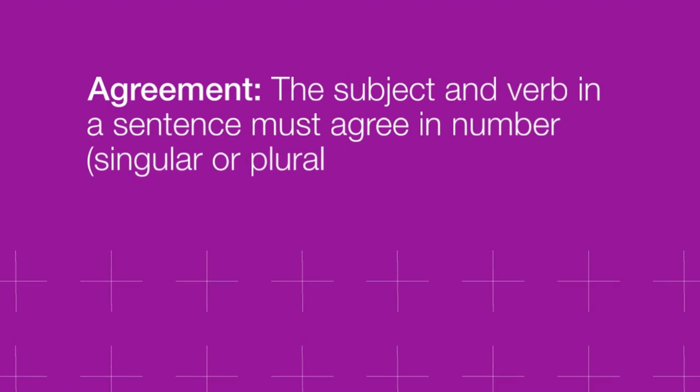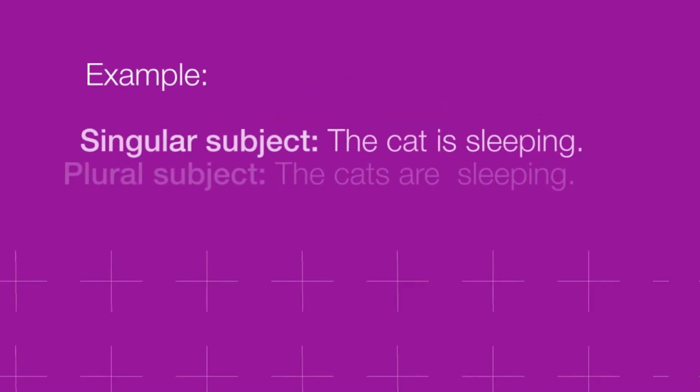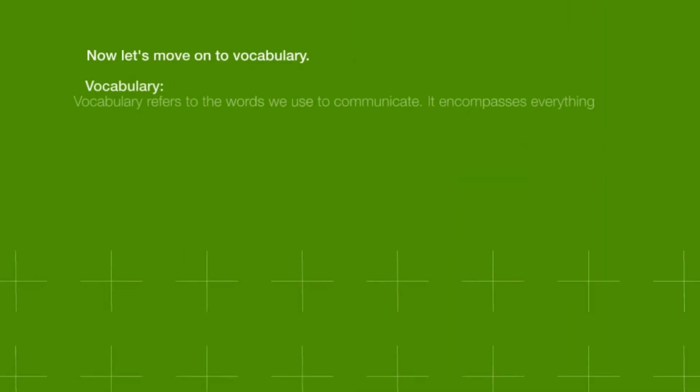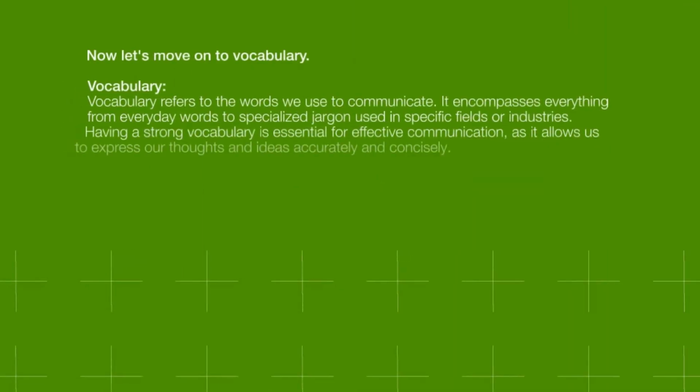Agreement: the subject and verb in a sentence must agree in number, like singular or plural. Every sentence has either a singular subject or a plural subject. Singular subject: the cat is sleeping, we talk about one cat. And plural subject: the cats are sleeping. What does it mean? We are talking about many cats.